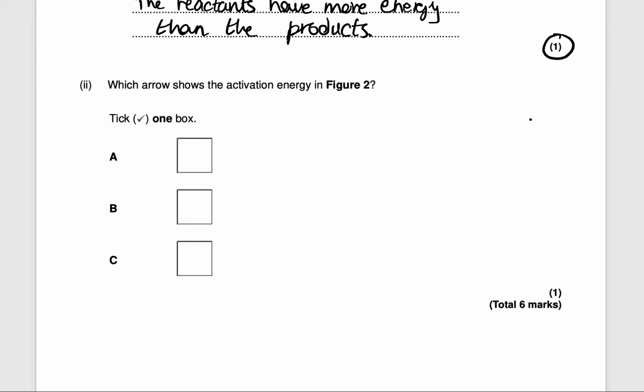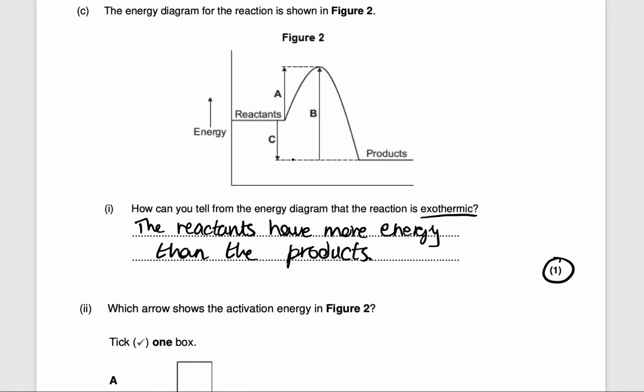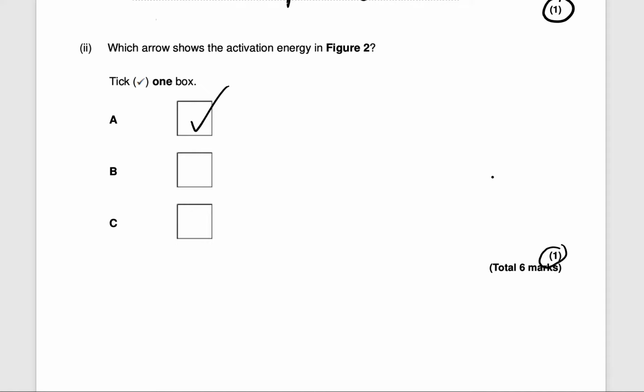Next question. Which arrow shows the activation energy in figure 2? Remember, the activation energy is the minimum amount of energy required to start a chemical reaction, and that's going to be A. A is the activation energy, and that will get you 1 mark.